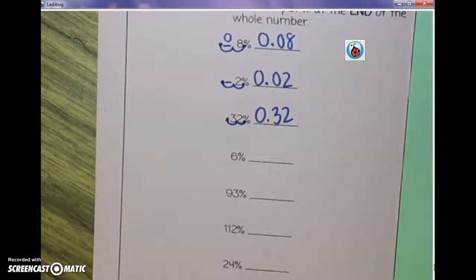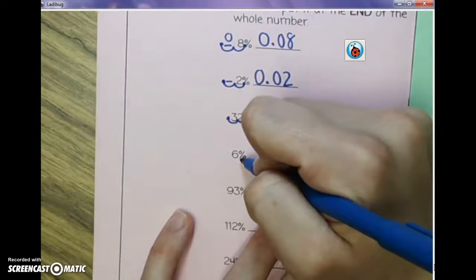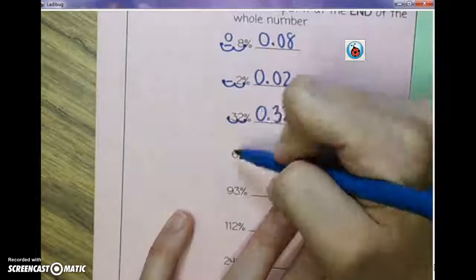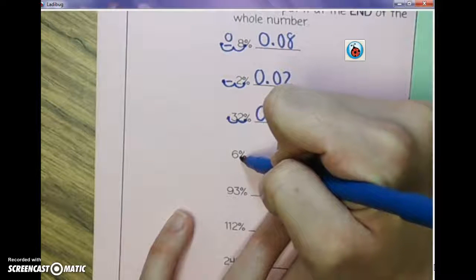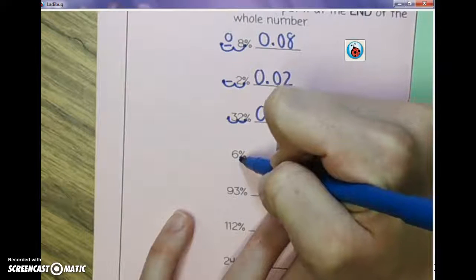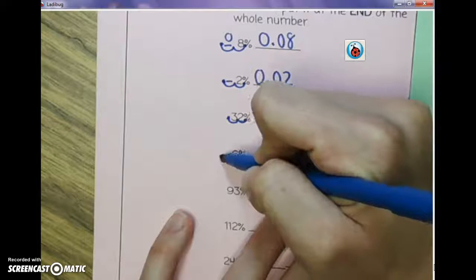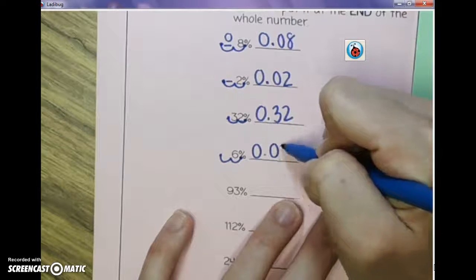6%. What are we going to do with 6% to change it to a decimal? Isha? Okay. So which way? To the left. Go 1, and we have 0.06. Fantastic.